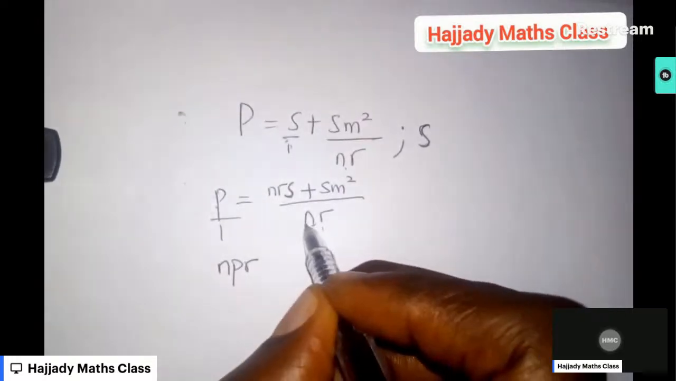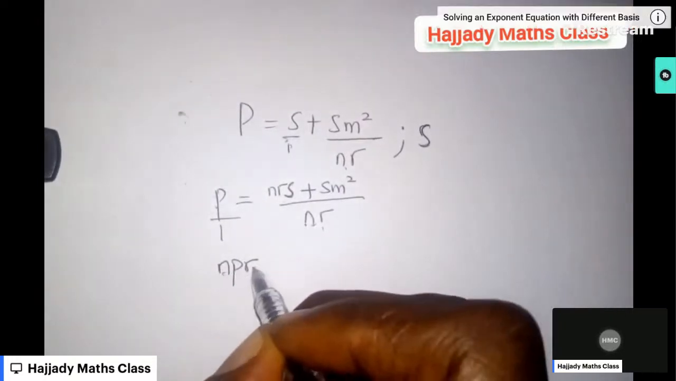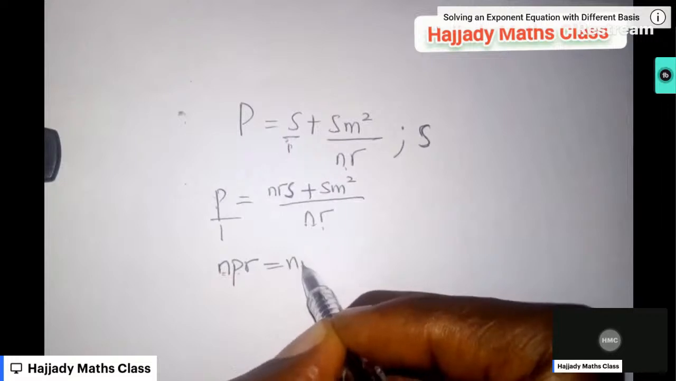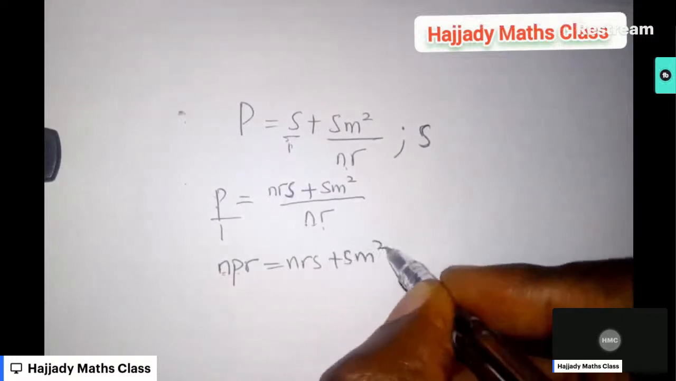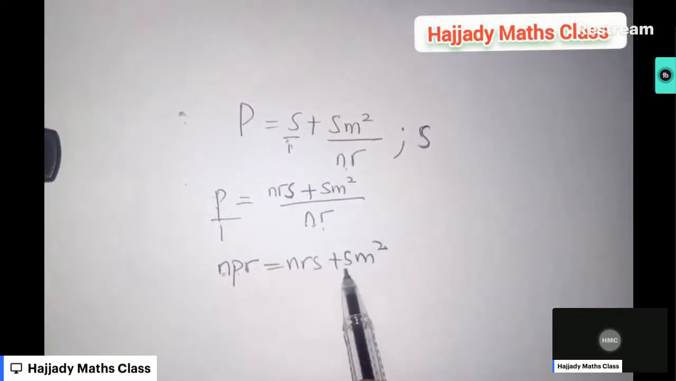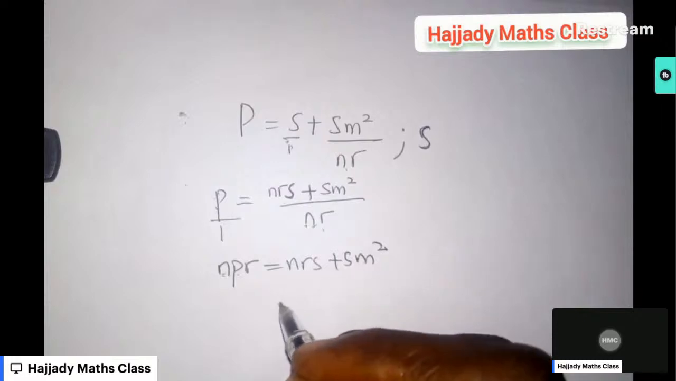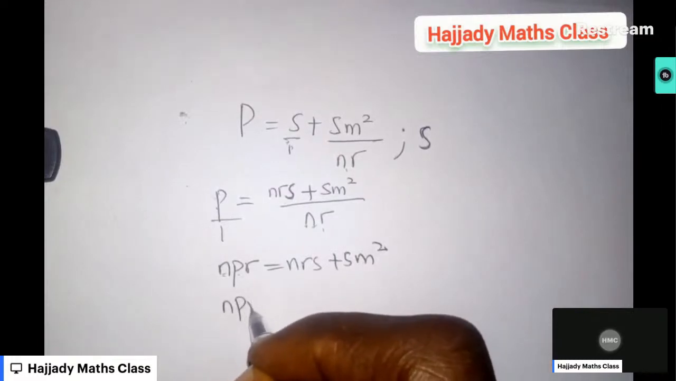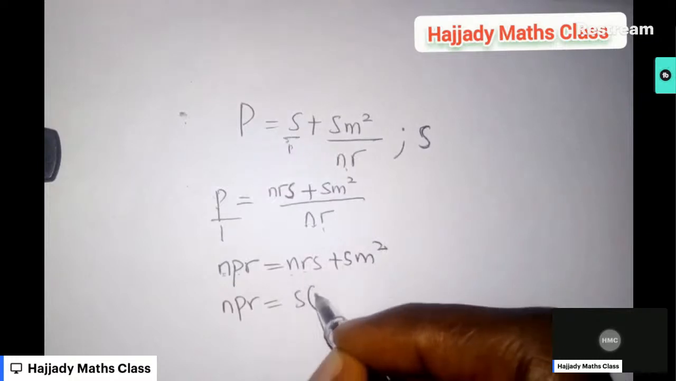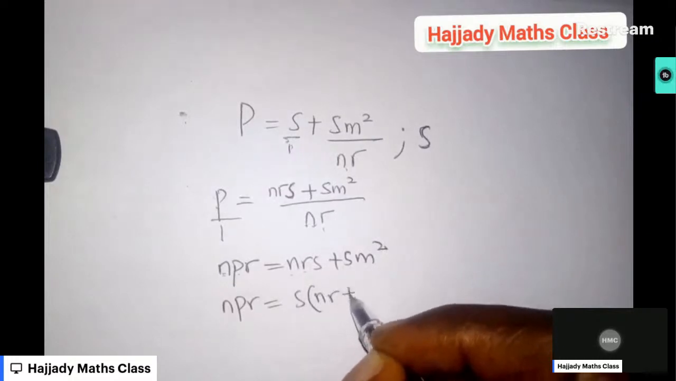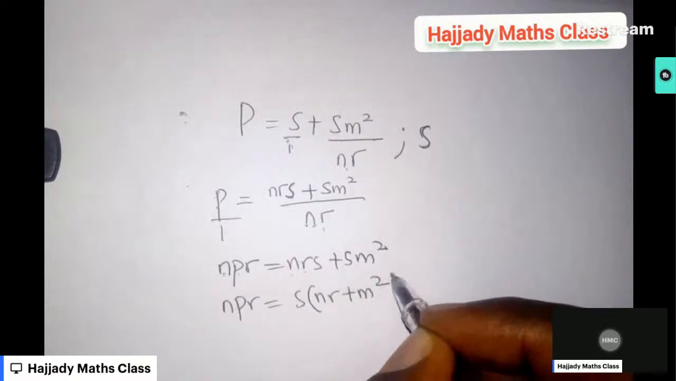So here I have NPR. This multiplied by this gives me NPR equals NRS plus SM squared. Now looking at these two, since we want to make s the subject of the formula, we can possibly factorize what? S. So here we have NPR equals s is common, so I'm left with NR plus m squared.